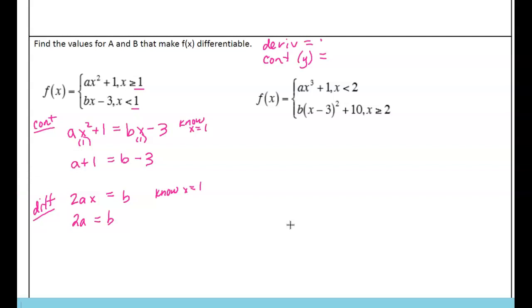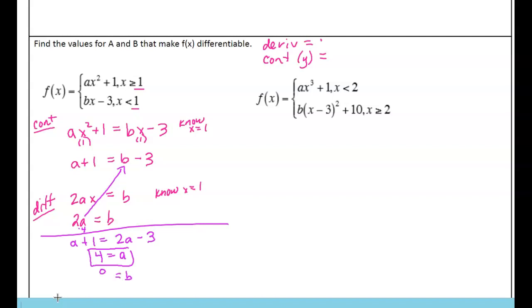This one is really set up for substitution. So instead of b, I can substitute 2a. So we know a plus 1 equals 2a minus 3, and then we solve this for a. Subtract a, add 3, and so a equals 4. And since a equals 4, that means that b equals 2 times a, so b equals 8. Okay? Notice that all they said was that f of x was differentiable. So you had to remember that that also implies continuity and solve a system.